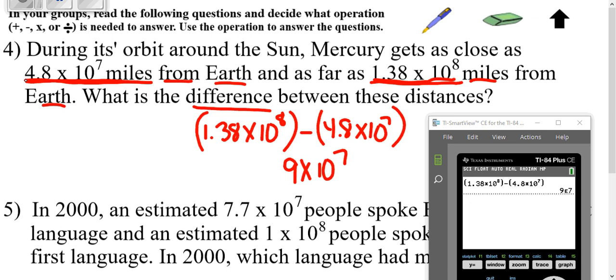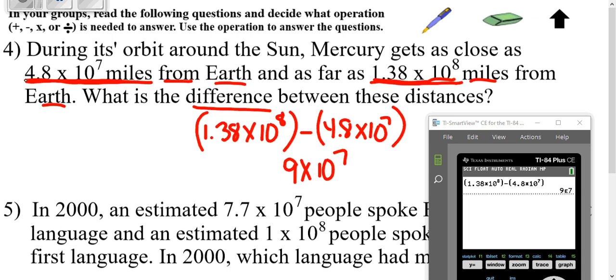The distance to the sun. So you're just subtracting the two numbers, but you want to put the greatest number first. Since I knew that 1.3 times 10 to the 8th was greater than 4.8 times 10 to the 7th, I arranged it that way. If you didn't, you would get a negative, and then you just drop the negative, because the difference between those two numbers is basically just 9 times 10 to the 7th, right?